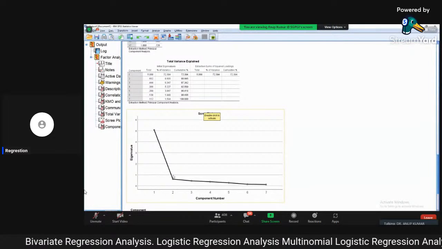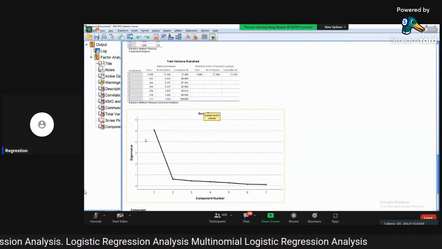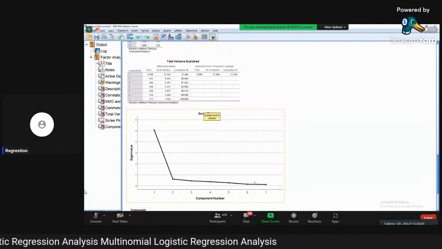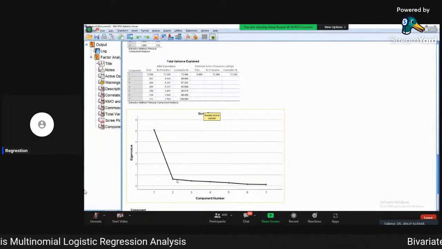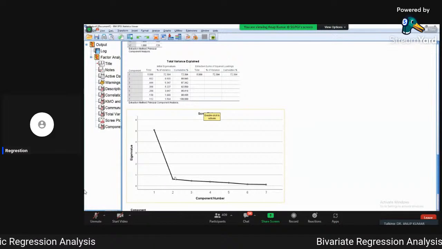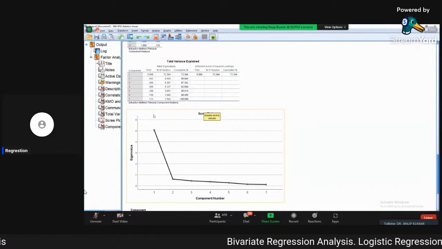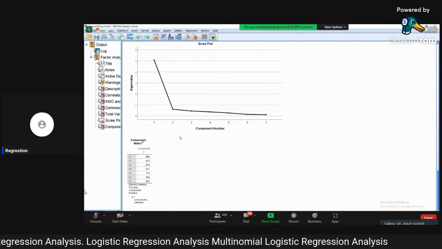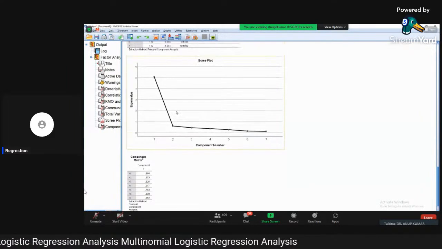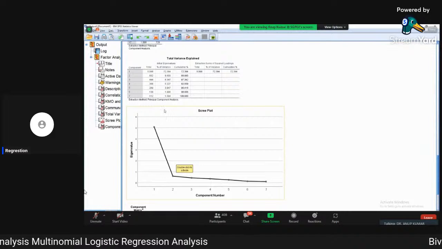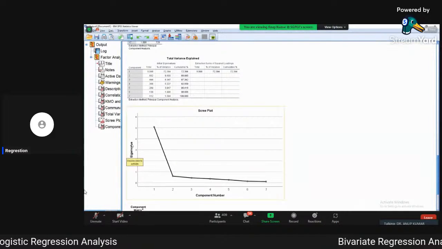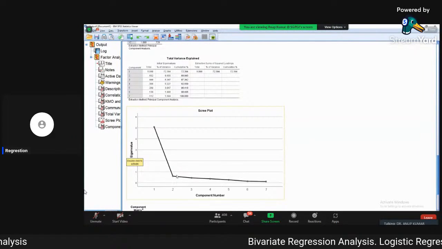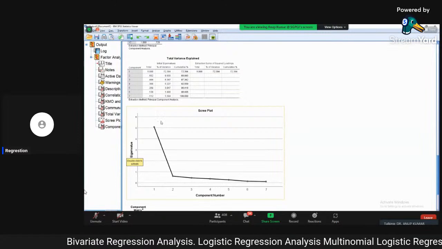So only 2 factors you can think of considering, and the rest of them are not, because at this elbow you can see it is turning like this. So you can consider taking care of the 2 factors, but here they have gone for just 1 factor because the elbow turns here, and only 1 factor has an eigenvalue more than 1. Here you can see the eigenvalue of this factor is less than 1. Okay, so they are saying that only 1 factor is there.